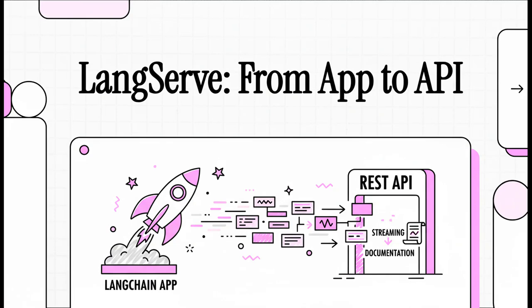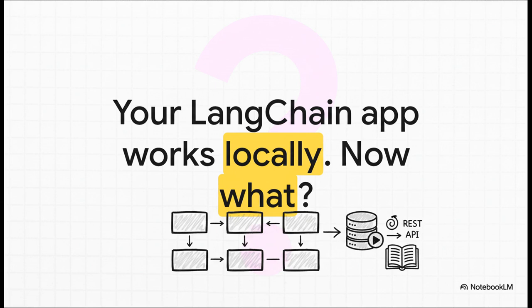All right, so if you've ever built an app with LangChain, you know exactly the feeling I'm talking about. You've got it running, it's working perfectly on your own computer, but then you hit that wall. Yeah, that's the big question, right? Now what? This is that classic moment where your awesome prototype runs smack into the real world of production.